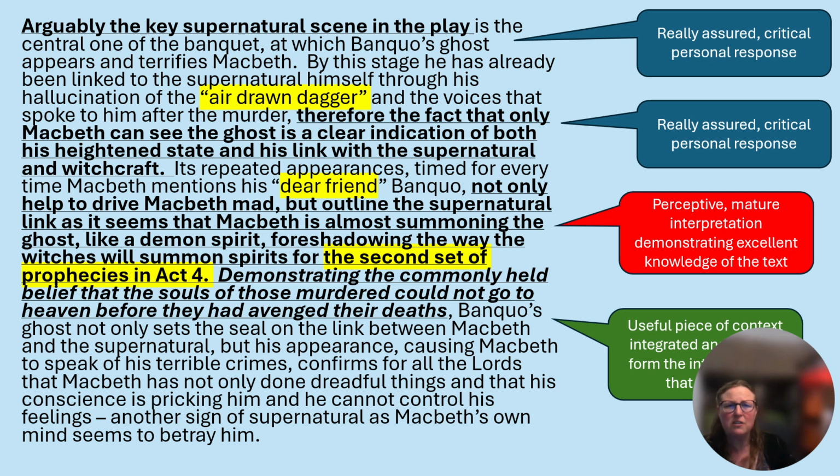So at the end there, demonstrating the commonly held belief that the souls of those murdered could not go to heaven before they'd avenged their deaths, Banquo's ghost not only sets the seal on the link between Macbeth and the supernatural, but his appearance, causing Macbeth to speak of his terrible crimes, confirms for all the lords that Macbeth has not only done dreadful things, and that his conscience is pricking him, that he cannot control his feelings. Another sign of supernatural, as Macbeth's own mind seems to betray him. So that context there is actually being used to make the point. And that's how we use context really well, just using it as a springboard for our ideas, showing that you have an excellent understanding of the link between context and the text.